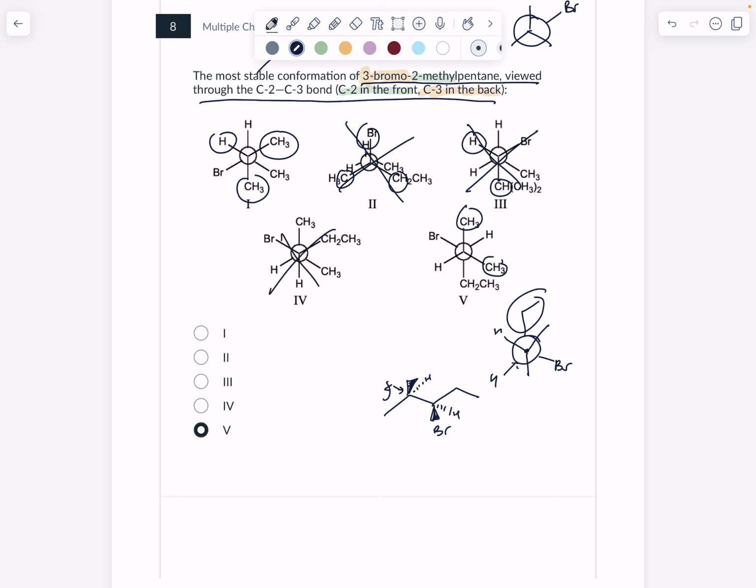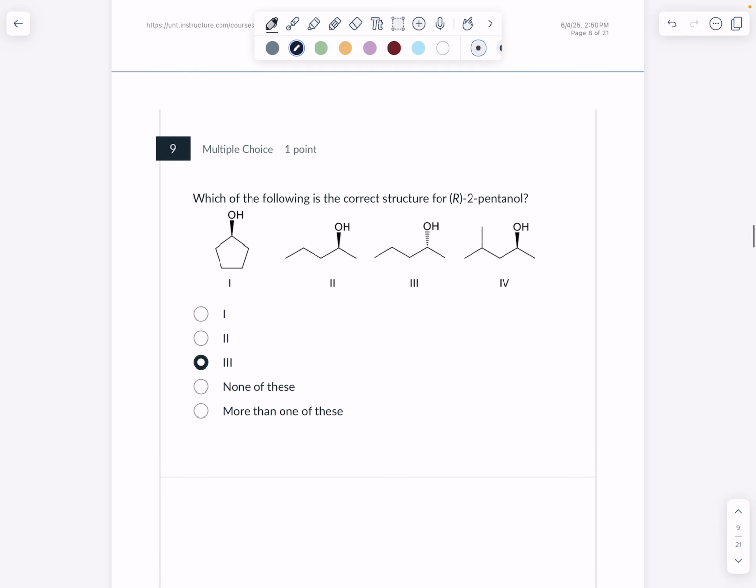And then on the back, I need an ethyl and a bromine. And on the back, I have a CH3 and a bromine, so that's wrong. And on the back, I have an ethyl and a bromine, so that's right. You can double check the rest of them, but that should be the right answer at that point.